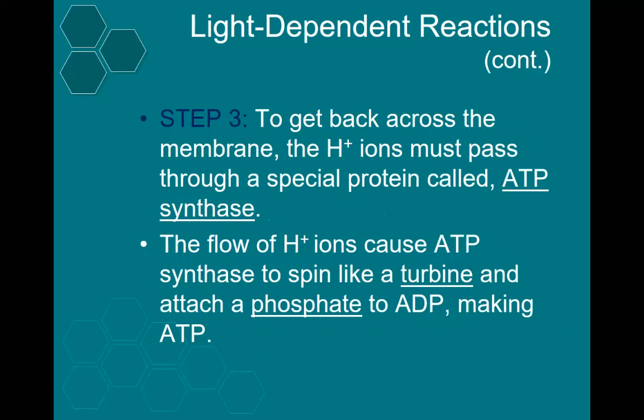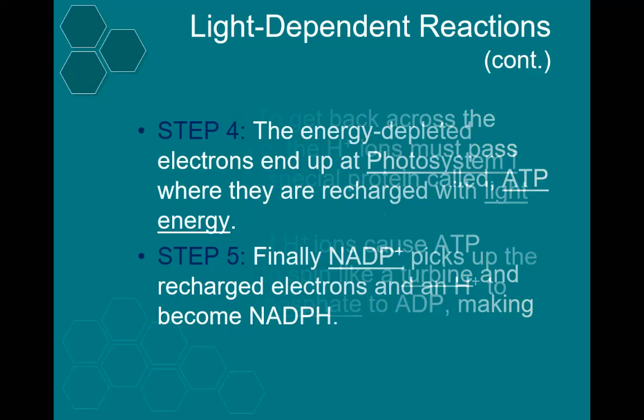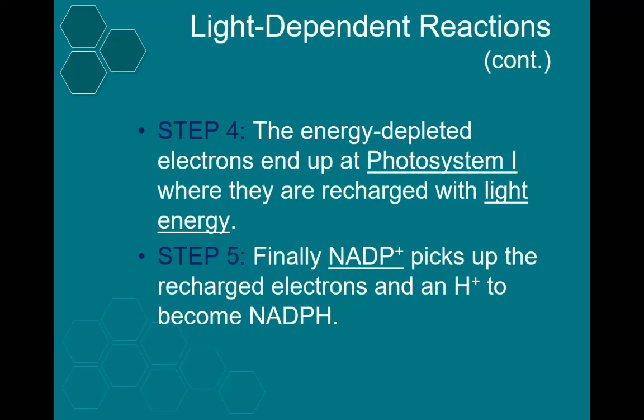So as those hydrogen ions fall through the protein called ATP synthase, it's going to spin like a turbine and attach phosphate to the ADP, making it back into ATP. Then we have these energy depleted electrons at the end. In photosystem 1, they get re-energized with more light energy. They're tacked on to NADP plus along with a hydrogen ion or a proton, and that becomes NADPH.